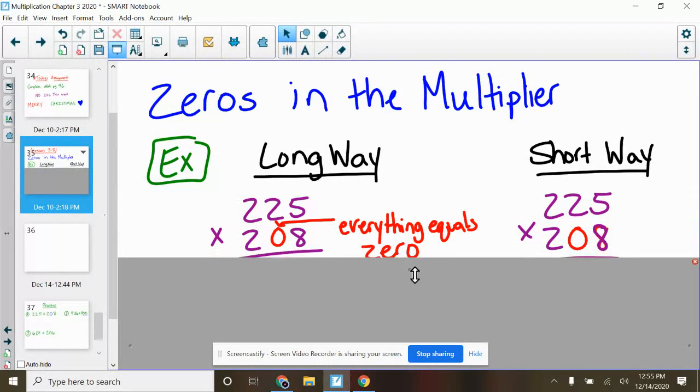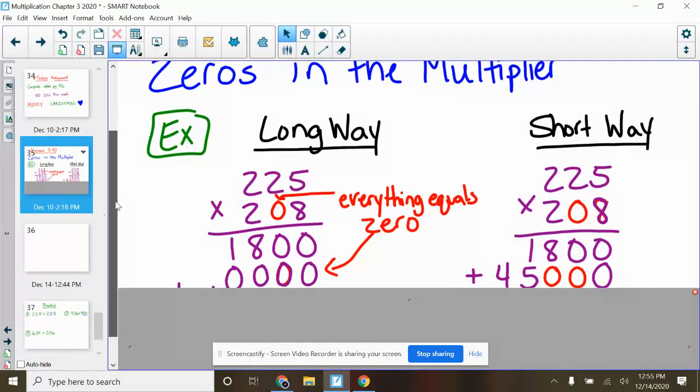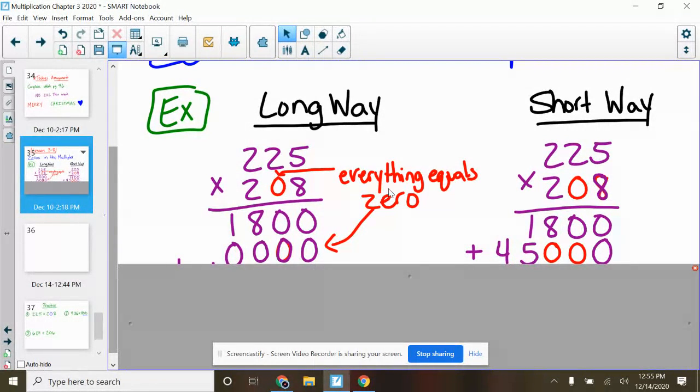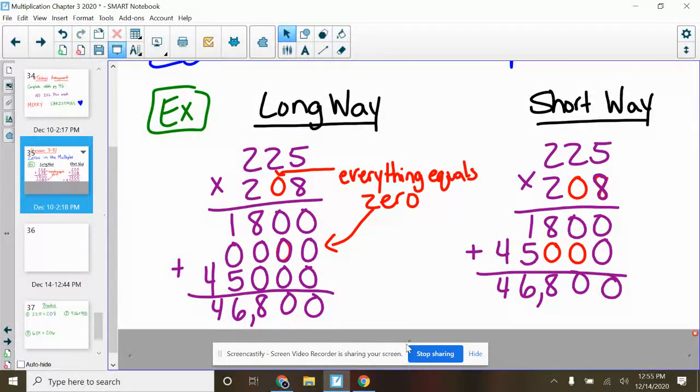I'm working the same problem the exact same way. So right now it looks a little bit messy and maybe a little bit confusing. So I want you to just pretend like the shortcut isn't there for a minute and just look at what I'm going to call the long way. Okay, so our problem was 225 times 208.